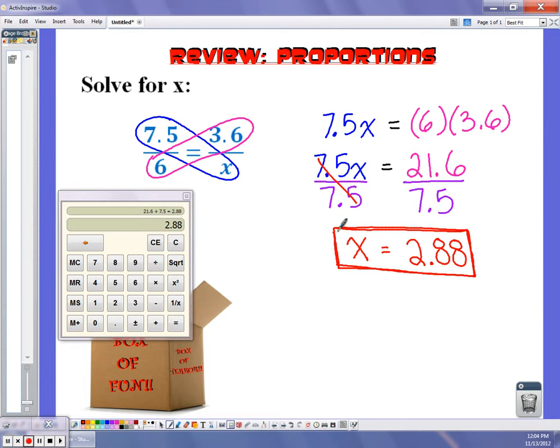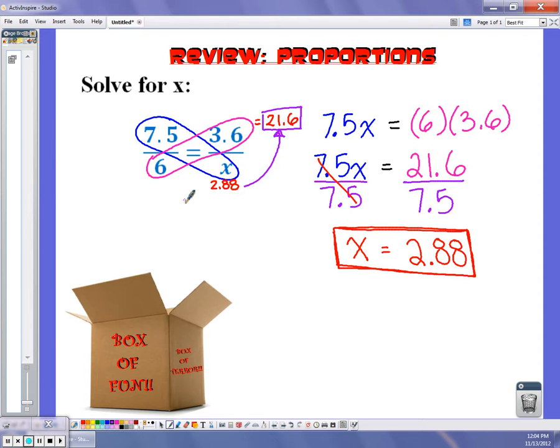I could quickly check my work. I do know that 6 times 3.6 will give us 21.6. And now that I know that x is equal to 2.88, I can quickly multiply those two together. 7.5 times 2.88 will equal 21.6 as well. So both will give me the same. That's how I can quickly check my work.